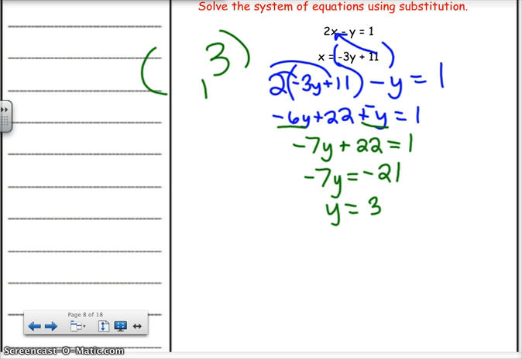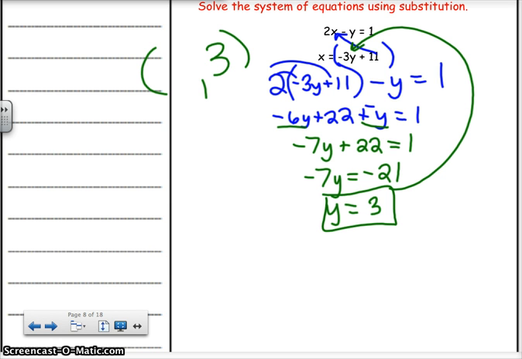Now I box what's by itself, what I just figured out. Go back to the parentheses. Everybody look at the parentheses, where we started. Where did I start? Look at where I started. That's where it's going. So x is equal to negative 3 times 3, because that's my y, plus 11. Negative 9 plus 11, 2. X is equal to 2, y is 3.